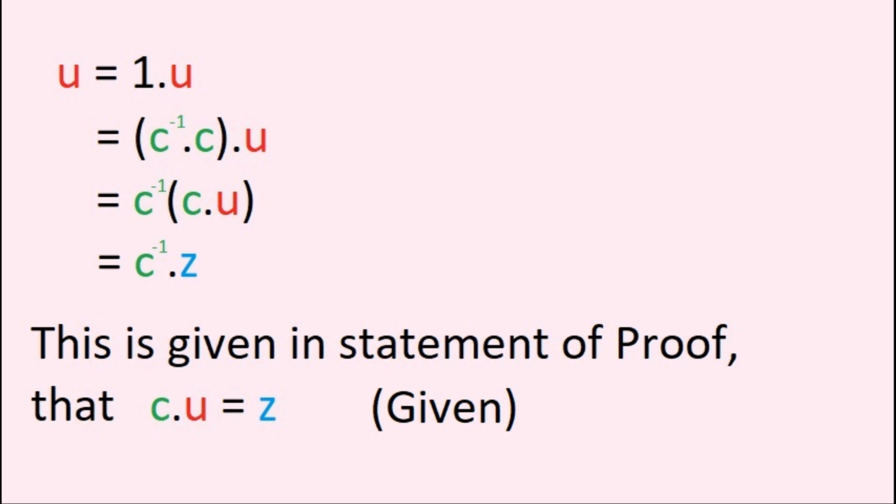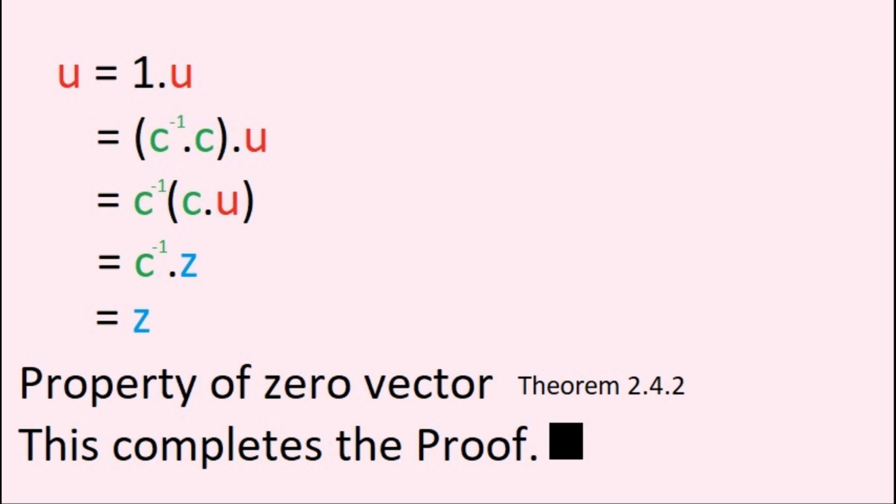And we know that C times U is equal to 0 because it is stated from the beginning. It's a condition that we've stated in the wording of the theorem that we're trying to prove. So in this case, and in cases like these, we say that it is given. We then use theorem 2.4.2, which is that any number times the 0 vector is equal to the 0 vector, which is a theorem that we've proven before, and so this completes the proof.